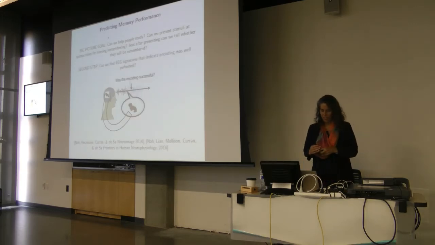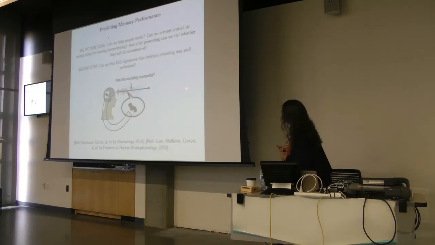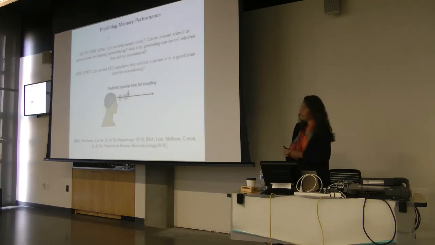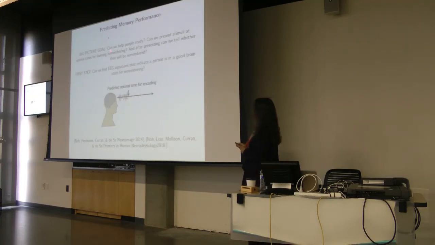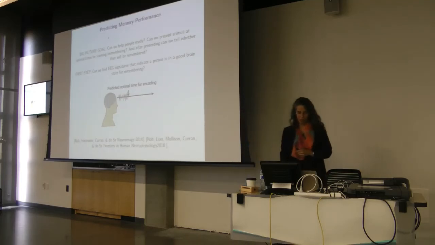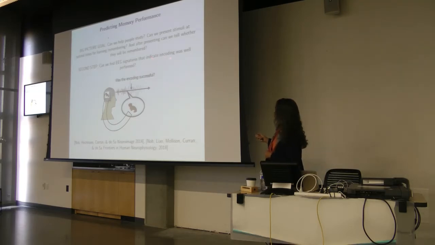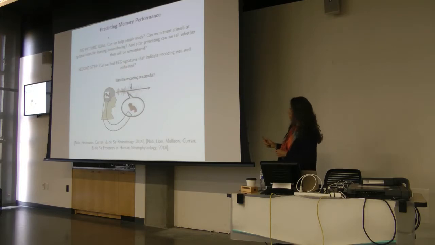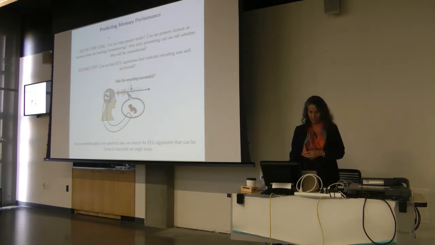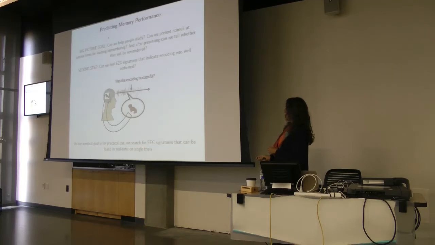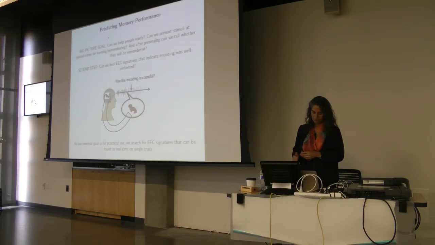Our first step was, can we find EEG signatures that indicate a person is in a good brain state for remembering? That's the first part of what we're going to talk about. And the second one, can we find EEG signatures that indicate encoding was well performed? We'll look at that also. And as our eventual goals for practical use, we search for EEG signatures that can be found in real time on single trials. We have not run this in an online system, but we're doing single trial classification.